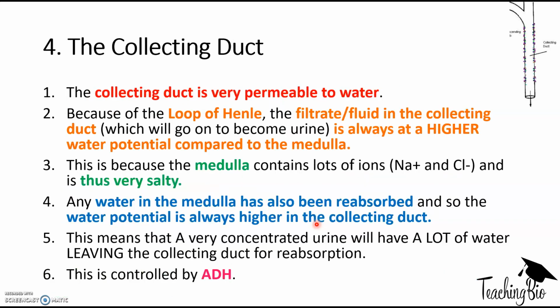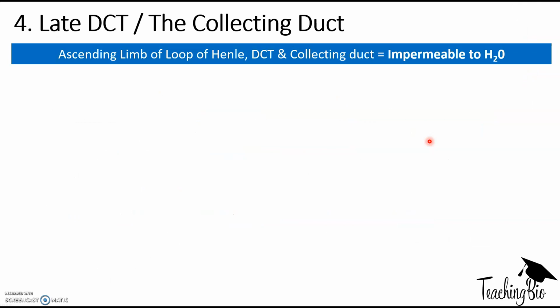So, moving on to the collecting duct. The collecting duct is actually quite permeable to water. And because of the way in which the loop of Henle works, in that it produced a filtrate that had a very high water potential, we can control the movement of water via ADH. So any water in the medulla has already been absorbed, and so the water potential is higher in the collecting duct, therefore we can move water out of the collecting duct. So we'll look at that in a minute.